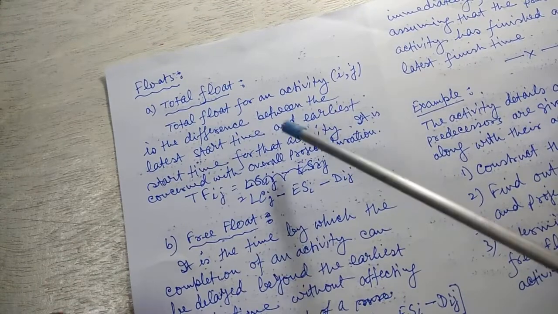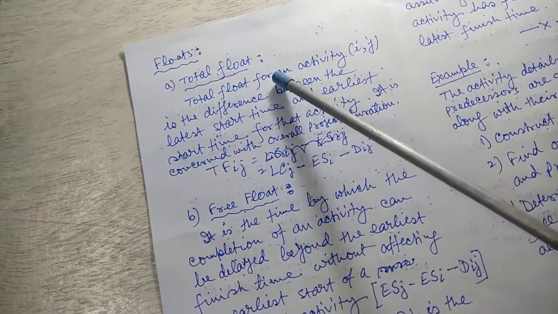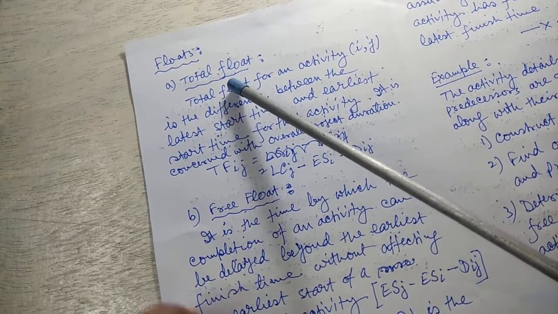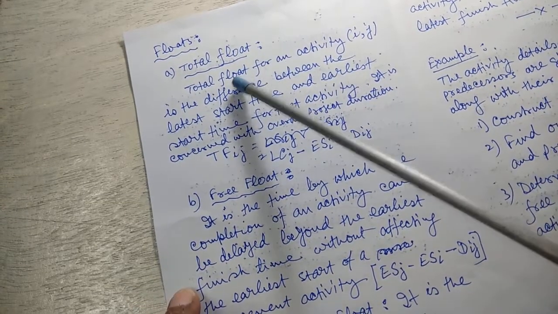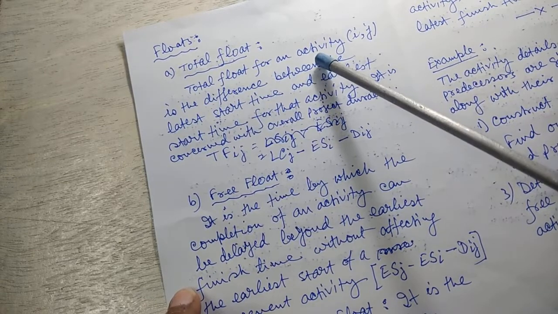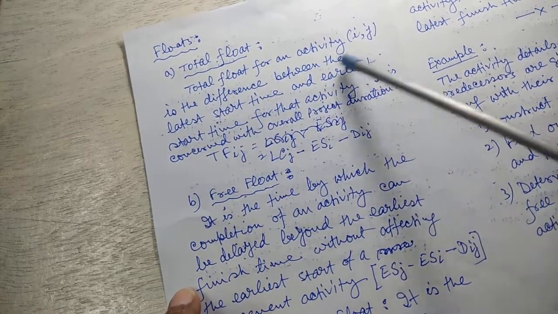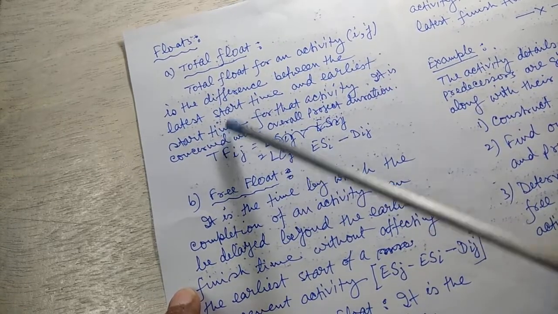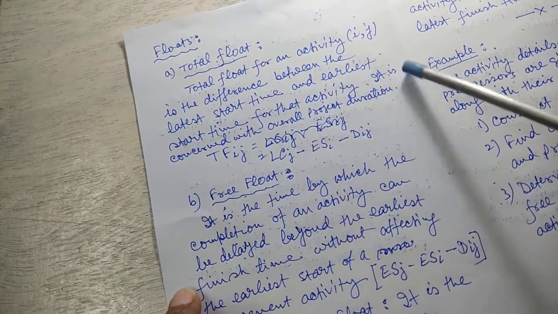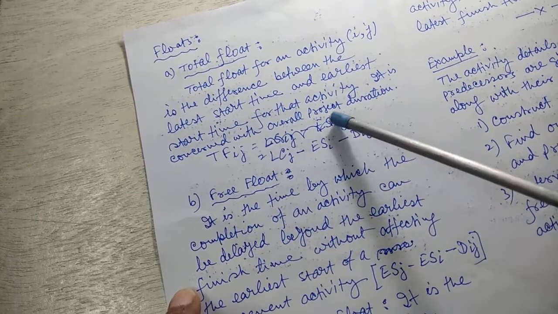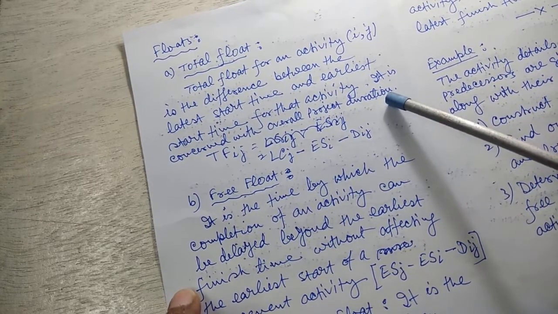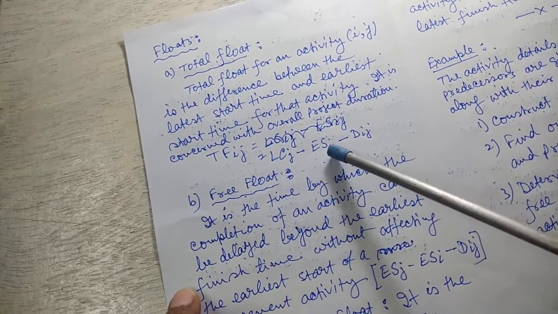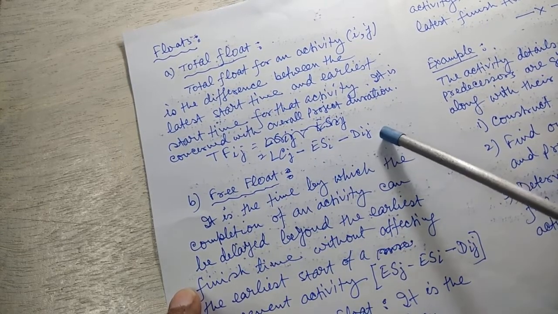Now see, floats. What is floats? There are three types of floats. Number one, total float. Total float for an activity is the difference between the latest start time and earliest start time for that activity. It is concerned with overall project duration. So total float equals LCj minus ESi minus Dij.